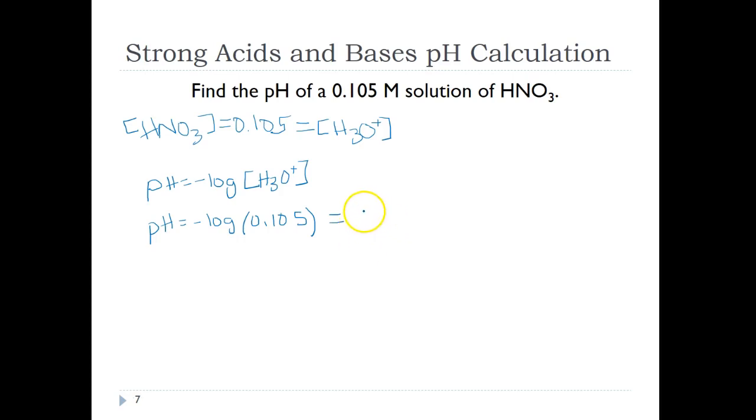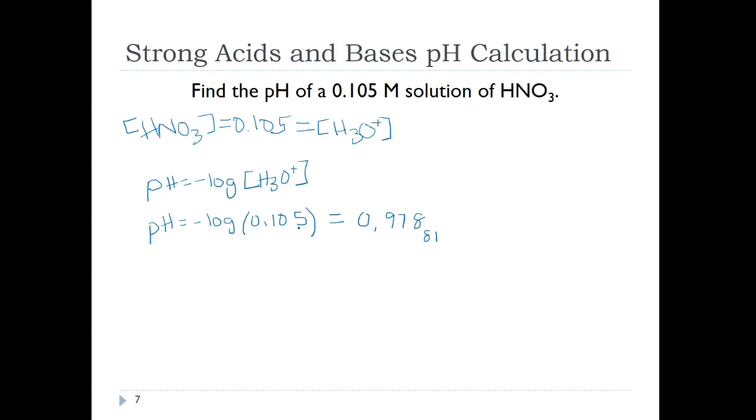So what I got on my calculator, 0.978, keep a couple digits, 81. So 3 places to the right of the decimal point because of 3 significant figures. So hopefully we're feeling good about determining the pH if I know the molarity of one of the strong acids.